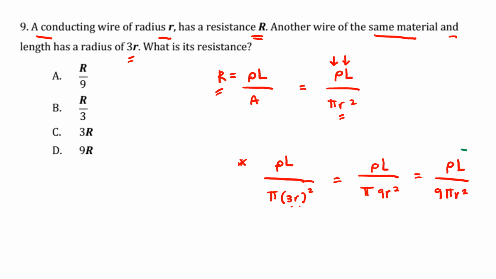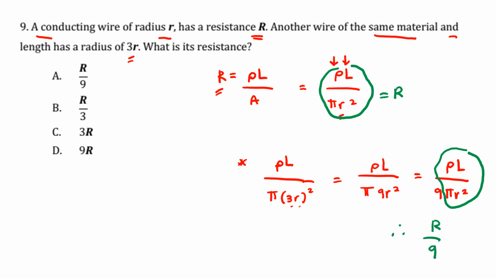And remember, this term, resistivity times L over pi r squared, is equal to R. So therefore, our resistance would just be equal to R over 9. And this is letter A.